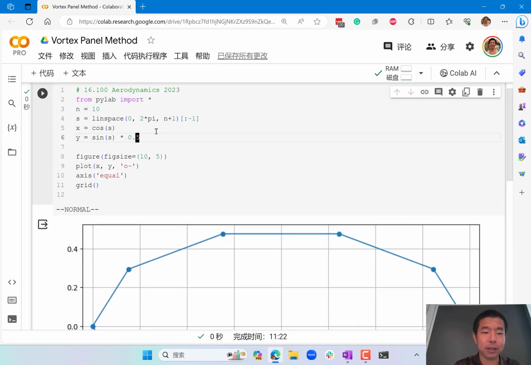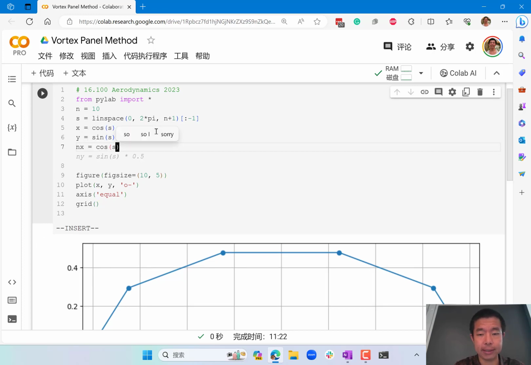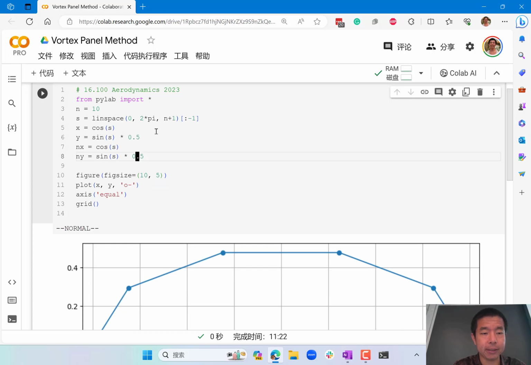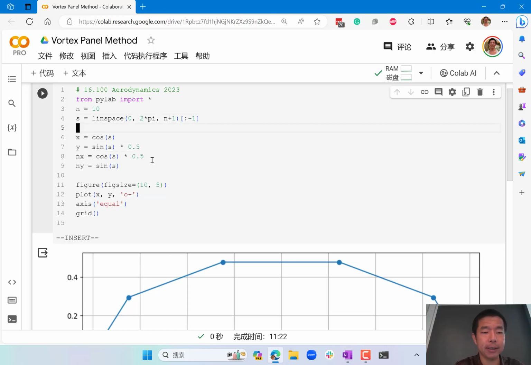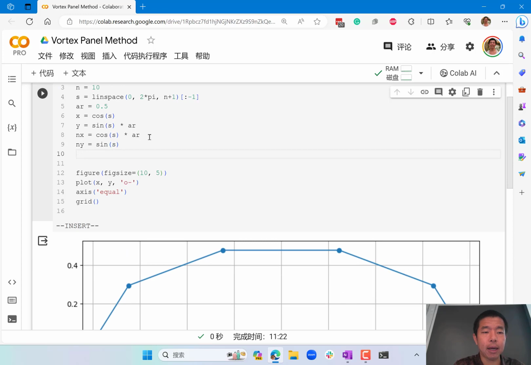And then the next thing I need to compute is my normal. My normal in the x direction is actually cosine s, and y is equal to sine s. But in this case, for the normal, I need to multiply nx by 0.5 to get the aspect ratio, right? So let me just set aspect ratio equal to 0.5, so I can change that easily later.